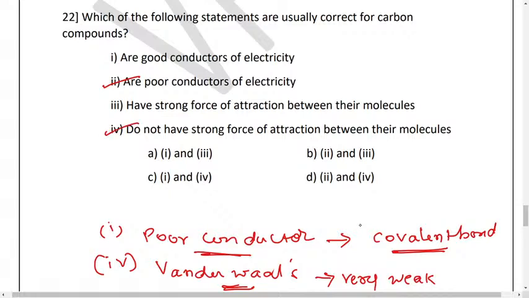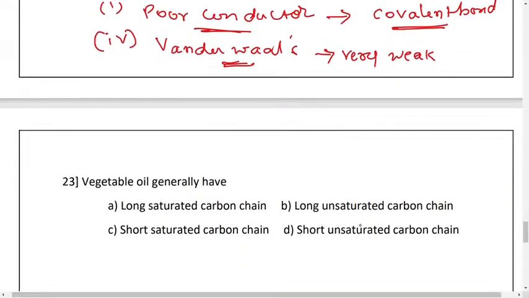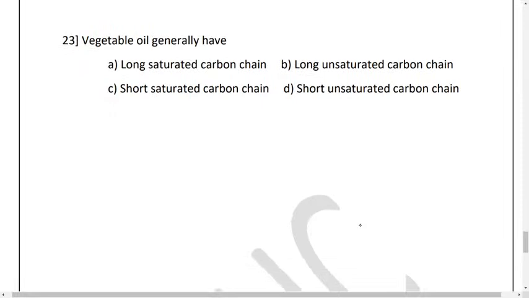Therefore, among the given properties, the second and fourth properties are correct. Therefore, their question is: which of the following statements are usually correct? Which statements are correct? Second and fourth. Option D, second and fourth. Understood? Next, let us consider question number 23. Now, vegetable oil generally, dear students, we know that among animal fats and vegetable oils, among fats and oils, oils are usually good for health.